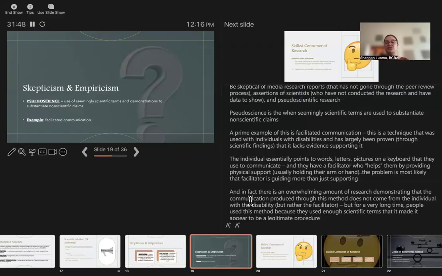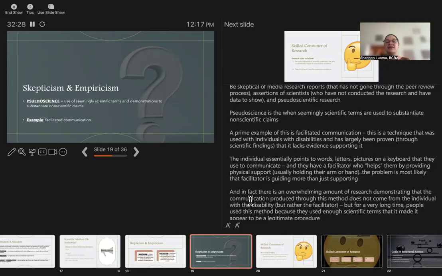There's a big difference between supporting someone's arm so that they can hold it up and actually guiding it to a certain spot. And there's an overwhelming amount of research that demonstrates that communication produced through that method does not come from the individual, but rather comes from the facilitator, because they are guiding those messages. The research is pretty in-depth, but there's a lot of it. But for a long time, people used that method and they used it with enough scientific terms that it made it appear to be legitimate.